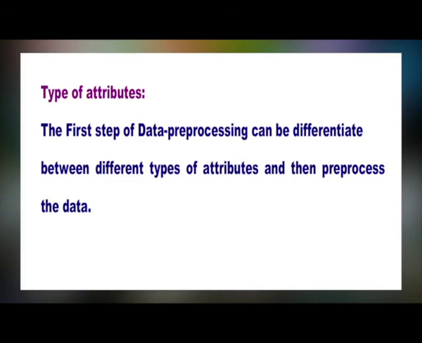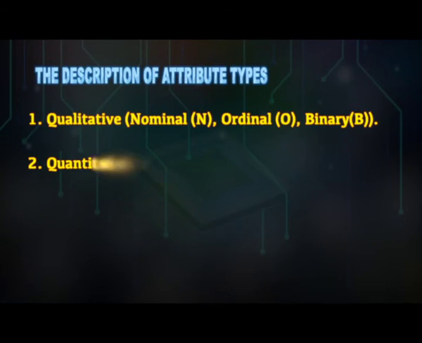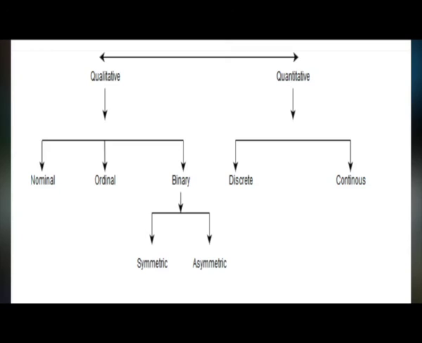The next concept is the types of attributes. The first step of data pre-processing is to differentiate between different types of attributes and then pre-process the data. So the description of attribute types is given here. The first one is qualitative and the second one is quantitative. The qualitative attribute is further divided into three types: nominal, ordinal and binary. The last type, binary, is divided into two types: symmetric and asymmetric. On the other hand, the quantitative attribute is divided into two types: discrete and continuous.